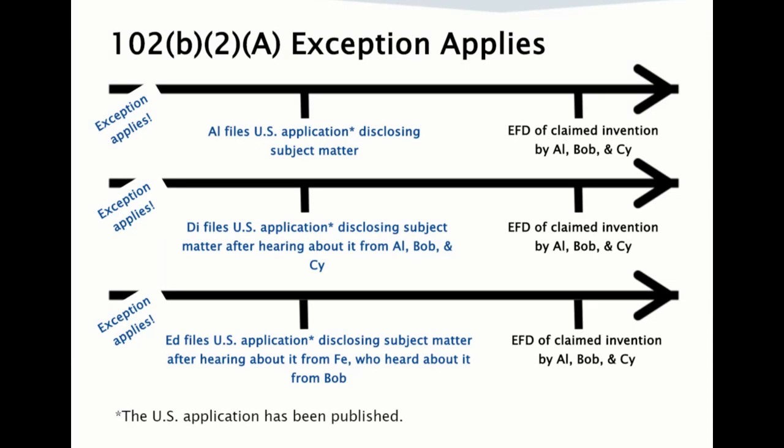Al, Bob, and Cy. In the third illustration, Ed is not a joint inventor of the application under examination, but he did obtain the subject matter indirectly, via Fay, from a joint inventor, Bob. Therefore, the exception under 102(b)(2)(b) applies, and Ed's earlier application is not prior art as of its filing date to the invention claimed by Al, Bob, and Cy.